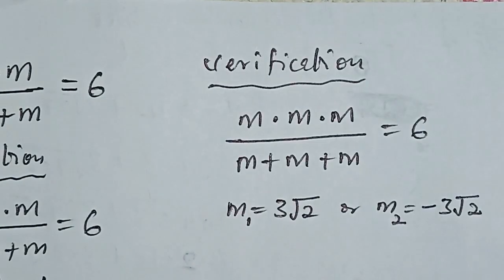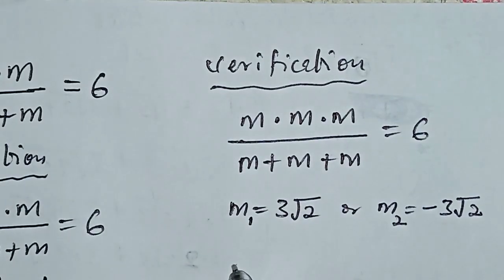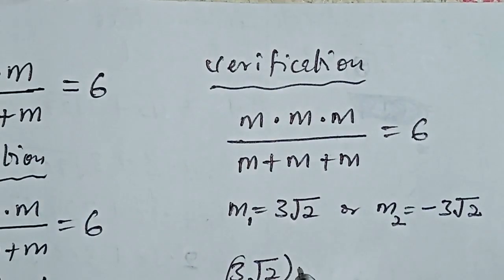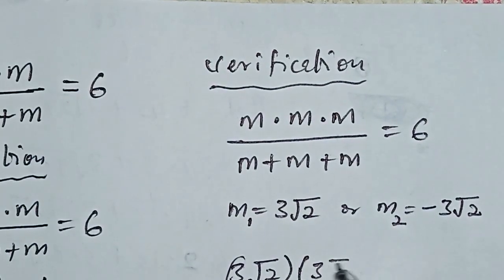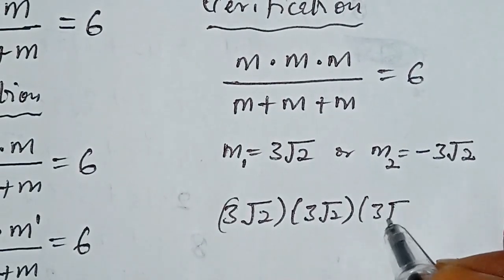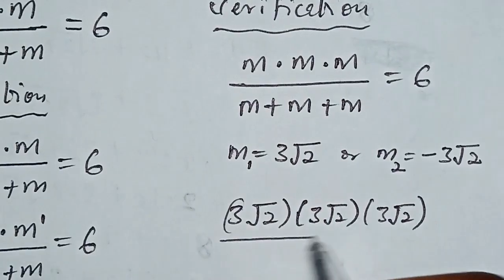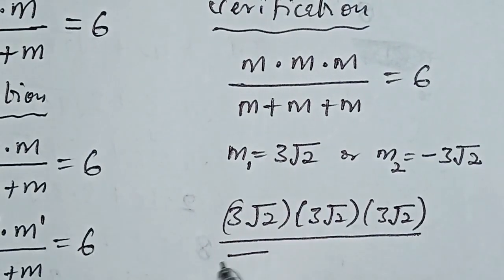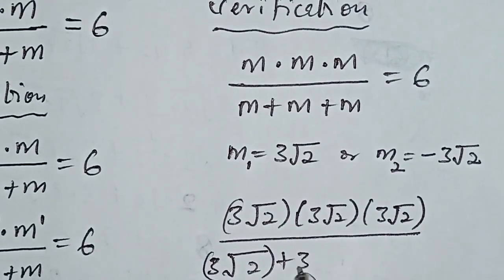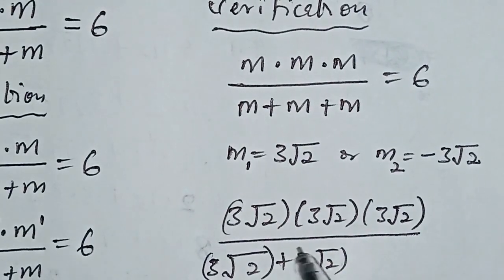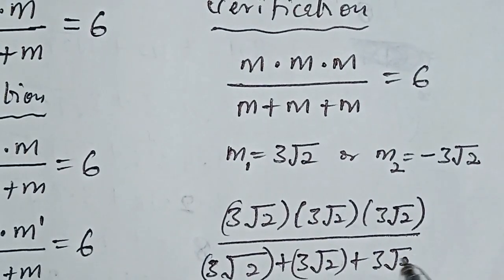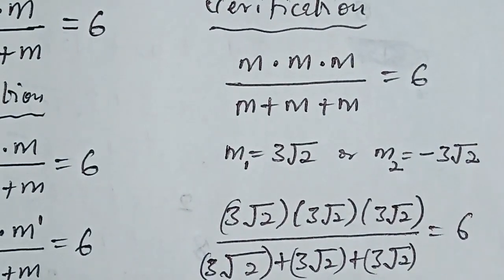Now, considering this m1, we have 3 square root 2 multiplied by 3 square root 2, then multiplied by 3 square root 2, everything over 3 square root 2 plus 3 square root 2 plus 3 square root 2 equal to 6.